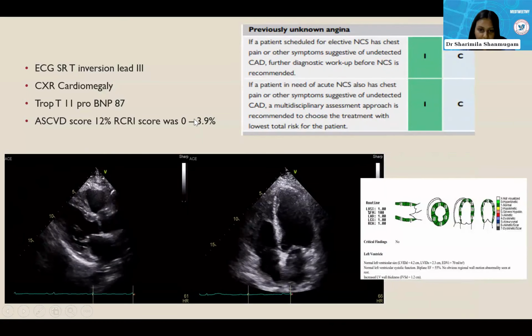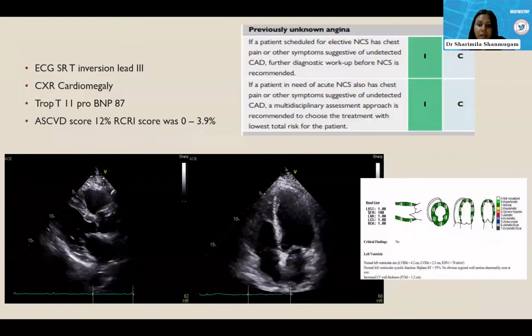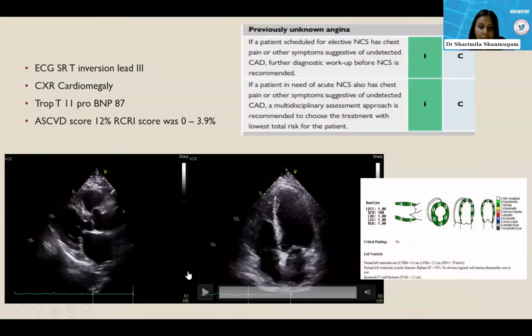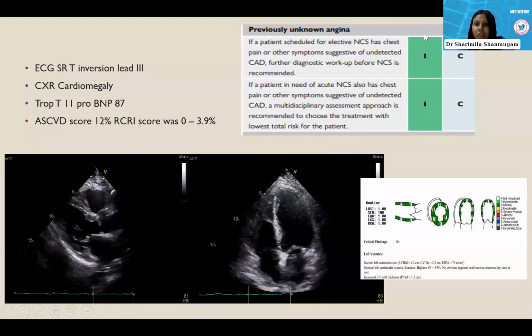She's got a good ejection fraction, 55%. You can see here, nicely contracting. So in patients scheduled for elective non-cardiac surgery, if she has chest pain or any other symptoms suggestive of undetected cardiovascular artery disease, we need further diagnostic workup before she goes through the surgery, class 1C.